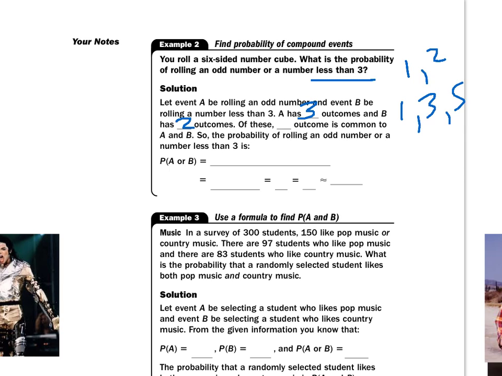Of these, one of their outcomes is the same. So when we go to figure out this probability, you have a 3 out of 6 chance plus a 2 out of 6 chance minus a 1 out of 6 chance. So 3 plus 2 is 5, minus 1 is 4 out of 6, or 2/3, or 0.6 repeating.